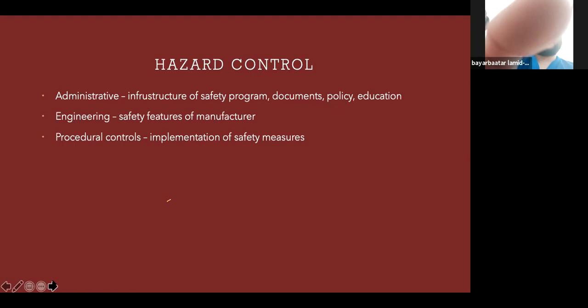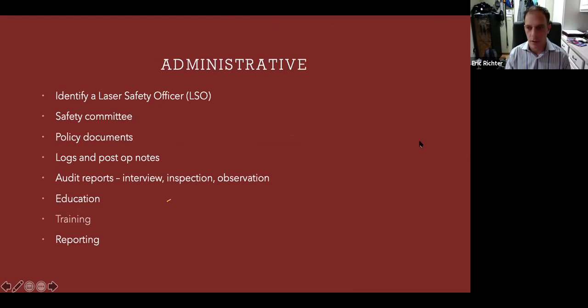Yes, next. So examples of administration, you should identify a laser safety officer. This is the person who's in charge of your program. Some hospitals have an actual safety committee. And then you have your policy documents. You want to have then logs and operative notes. And then periodically you want to do audit reports where you interview staff members, inspect the equipment and observe procedures. And then education, training and reporting.